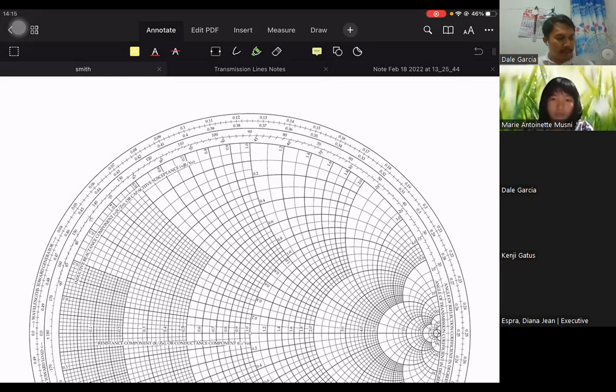But bear with me. So, for example, consider a transmission line with a characteristic impedance of 300 ohms.